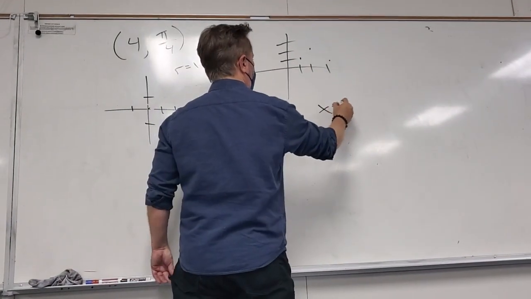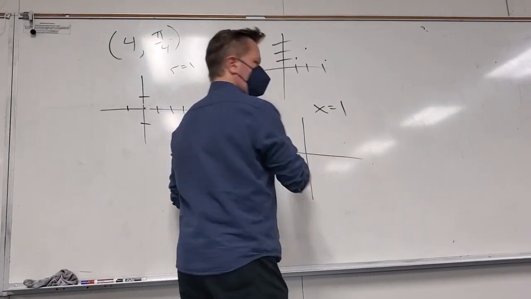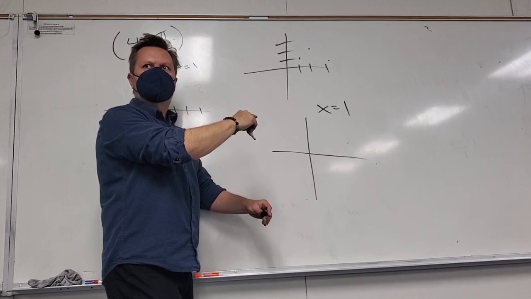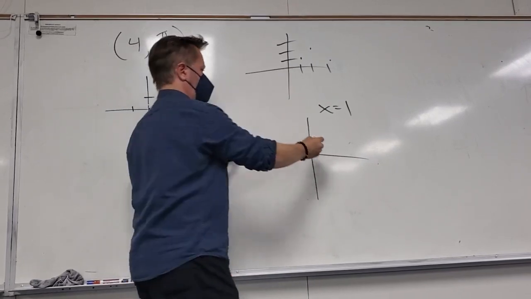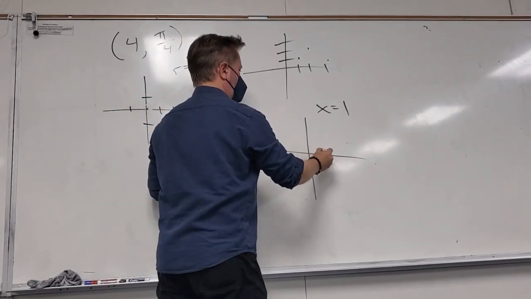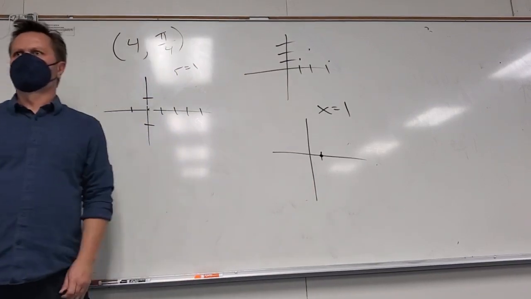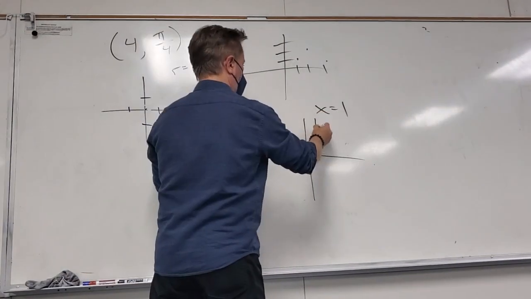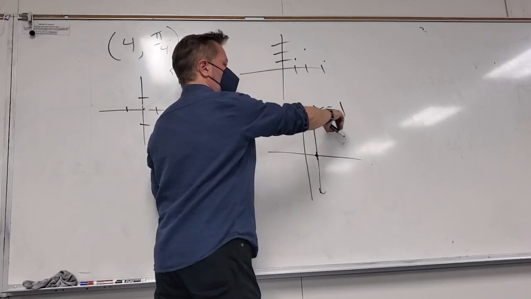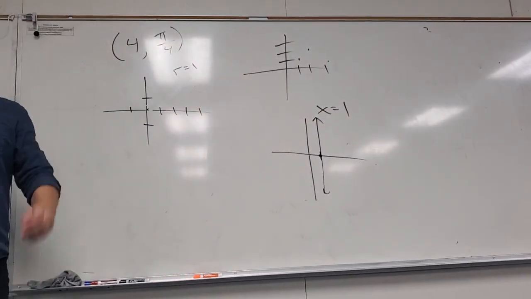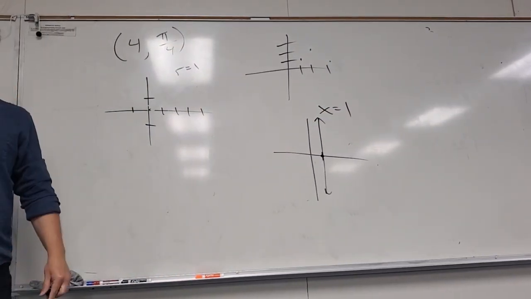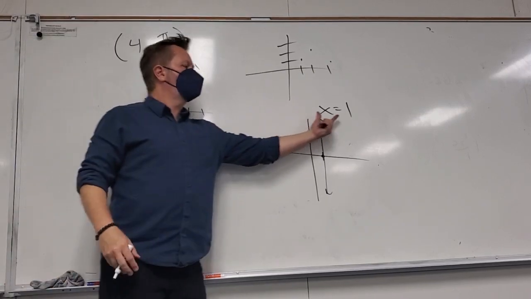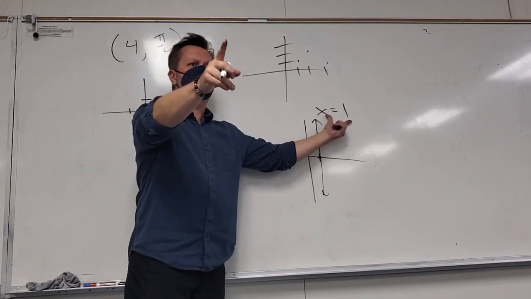How would you graph x equals 1? Just 1 on the x-axis. Would you put a little dot? No. There it is. Why is that the answer? Because what does this say about y? Does it constrain y? Is there any constraint on y? All I care about is x is 1. What can y do then?